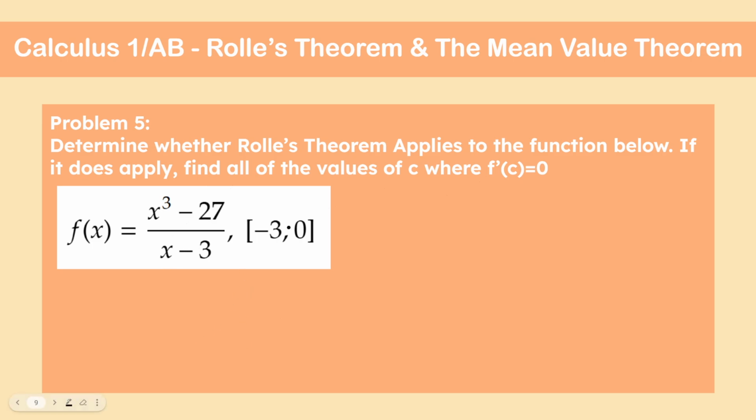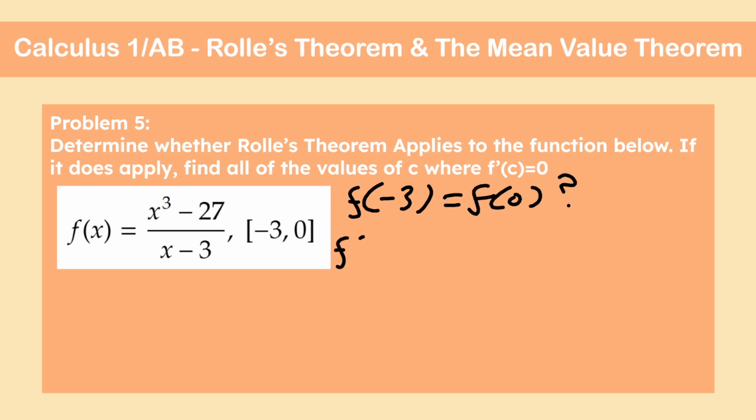So this function is continuous from -3 to 0 because there's no undefined values throughout here. So the first condition can be checked. This function is differentiable for the entire interval using the quotient rule, which means that the second condition is checked off. But now we need to make sure that f(-3) is equal to f(0).